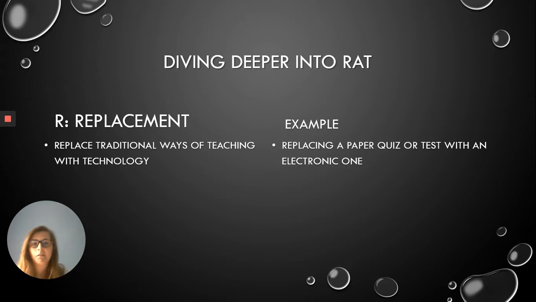So the first part of RAT is R, the replacement. And what this is, it's just replacing traditional ways of teaching with technology. And one way you can do this is replacing a paper quiz or test with an electronic one. And obviously, there's going to be some students who can't always get a hold of technology to be able to do this. Or maybe your school is underfunded, so you don't have enough Chromebooks or iPads for all your students. But you could do this in the computer lab, or you could have paper copies just in case.